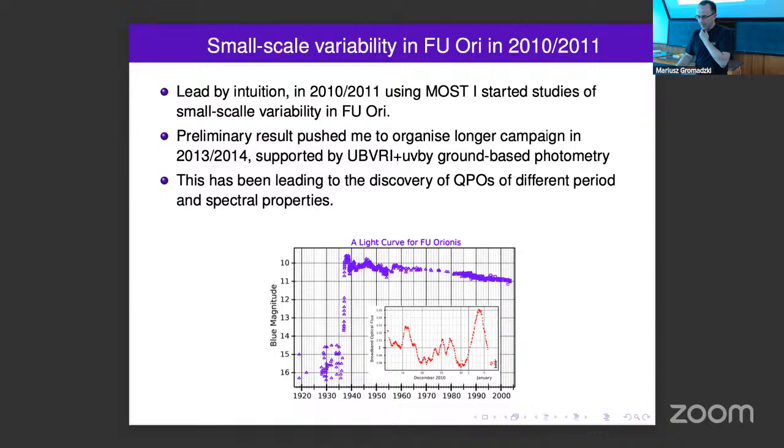And yes, in 2010 we found the light curve of FU Orionis. Maybe the scale is not very well visible, but the light changes are not larger than from this peak to this bottom. The amplitude is like 0.1 magnitude. So we see, let's say, this size scale relative to the big picture should be maybe 0.2 magnitude. And in 2013-14, I organized a longer campaign using the MOST satellite and ground-based support from Montserrat and South Africa.